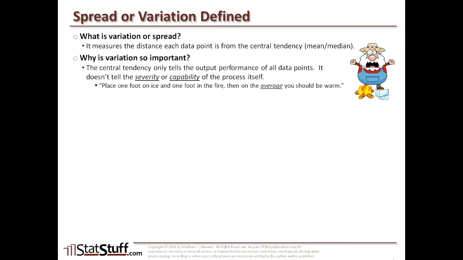As you might have heard the old adage, if you place one foot on ice and one foot in the fire, then on the average you should be warm. Obviously that doesn't reflect reality, but that's how we might normally consider the limitations of central tendency, in this case like the average. So let's explore a little bit more specifically on variation.